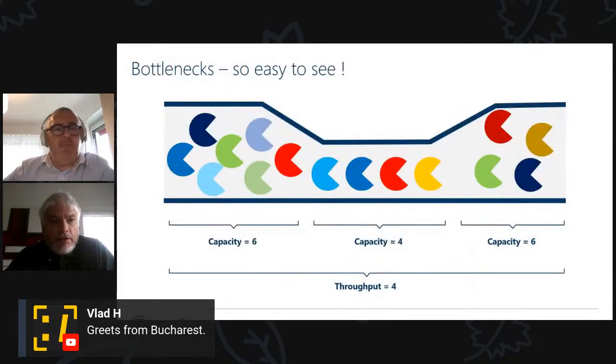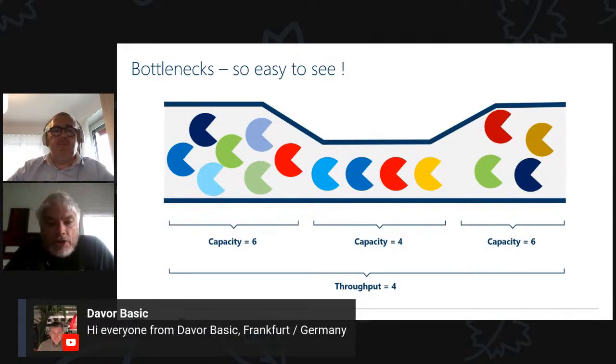Now we see a bottleneck here, or a constraint, and it's right in the middle. So when you see a traffic jam and you want to fix it, well, it's pretty easy.